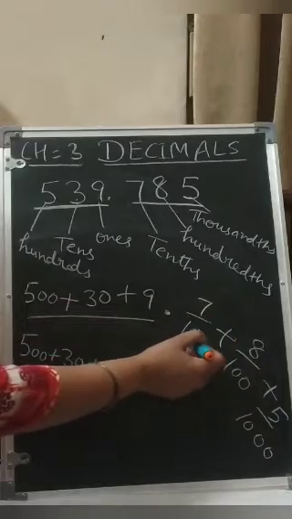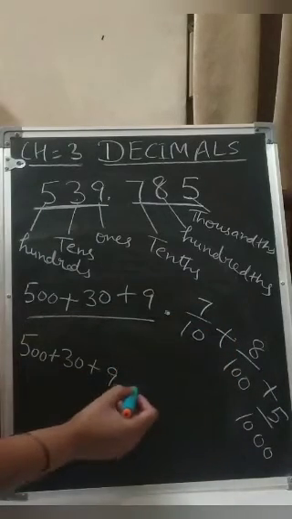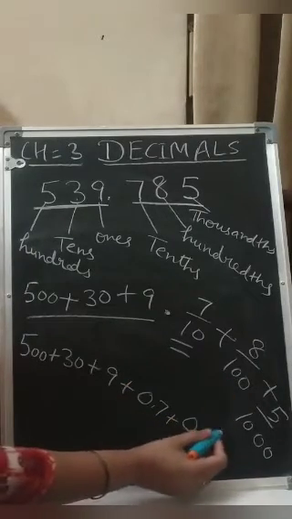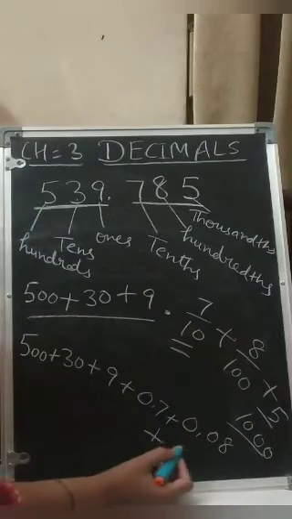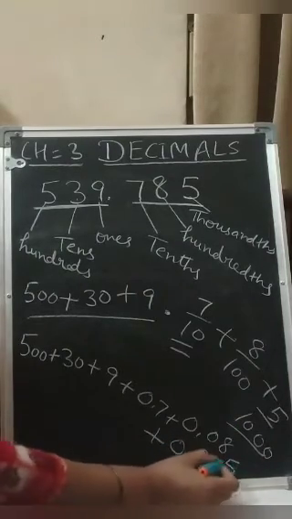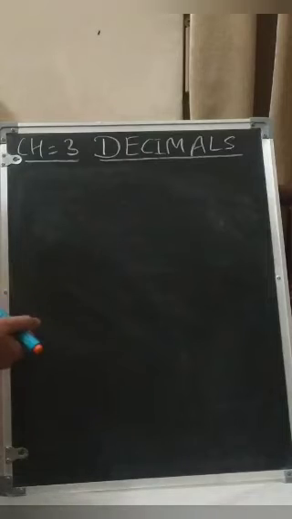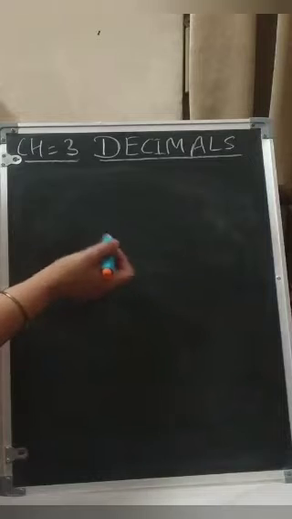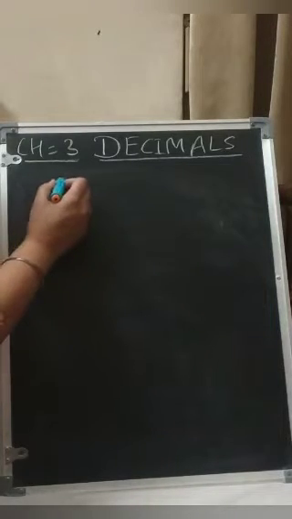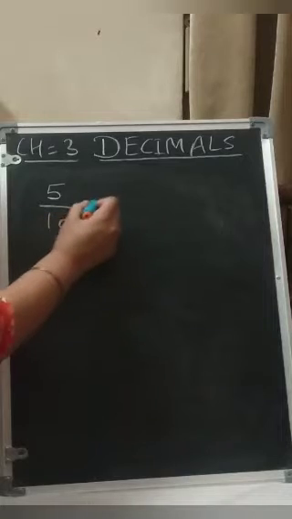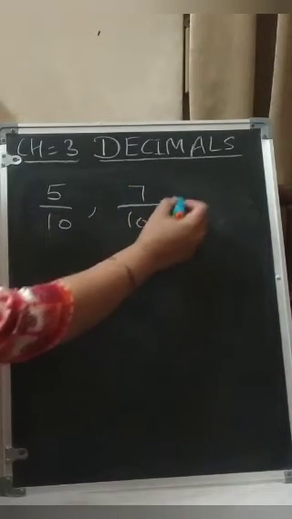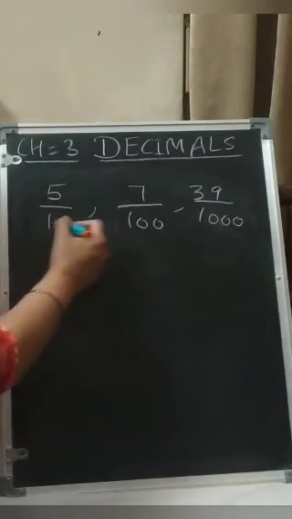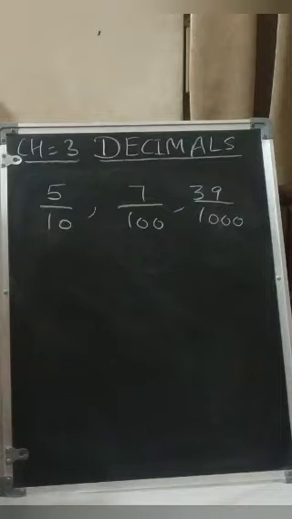Now these are fractions and we want to change them into decimal fractions. How to change? It will be 0.7, it will be 0.08 and it will be 0.005. Now what about decimal fractions? Any fraction where the denominator is 10, 100, 1000, we can simply change into a decimal fraction. You can see fractions like 5 over 10, 7 over 100 or 39 over 1000.